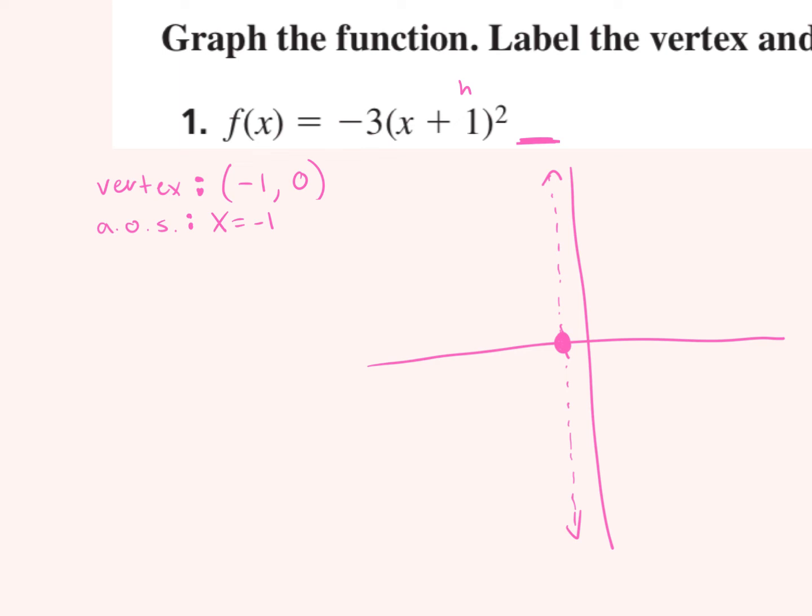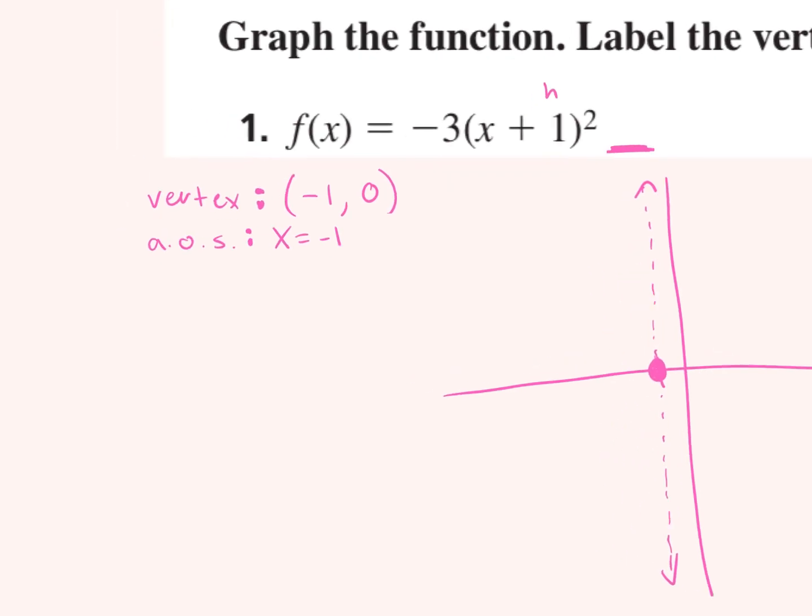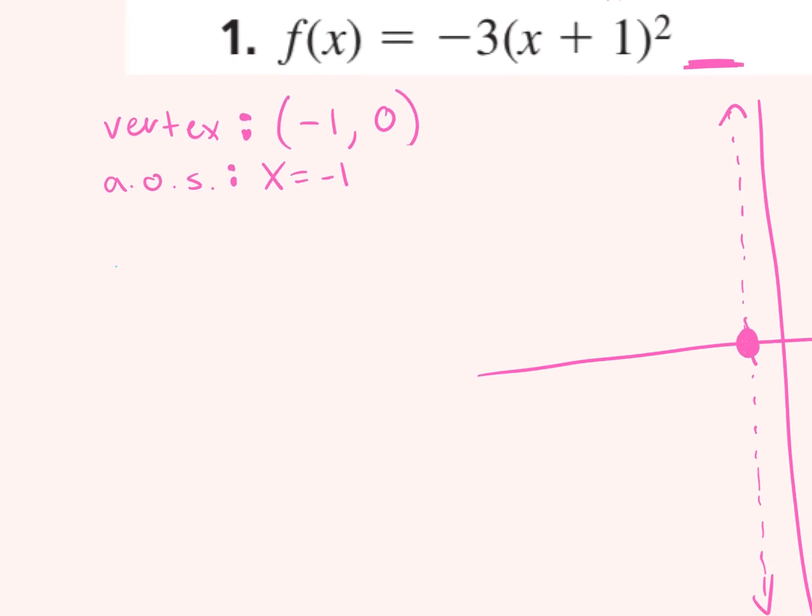How do I find a second point? I can plug in a number for x. What's a number that's close to my axis of symmetry that I can plug in? -2, but what's another number that's close to my axis of symmetry that might be easier to plug in? 0. 0's right next to my axis of symmetry, and it's going to be less math to do. Plugging in 0 is nice because it's just 0. If you plug in -2, that works too. If you wanted to plug in 1, that works also. But I think 0 is the nicest one to plug in.